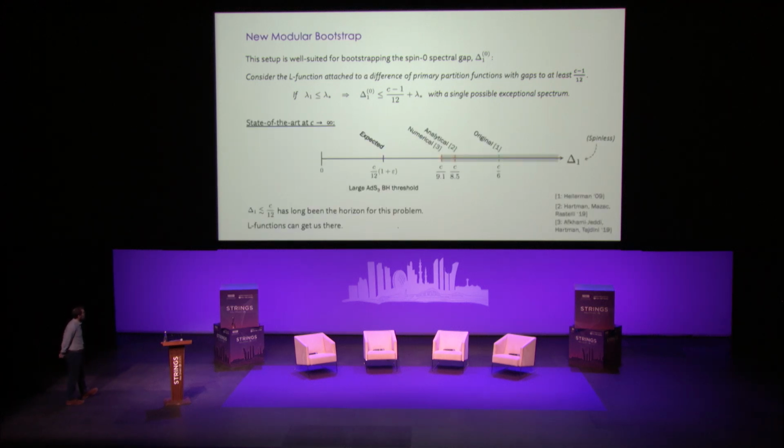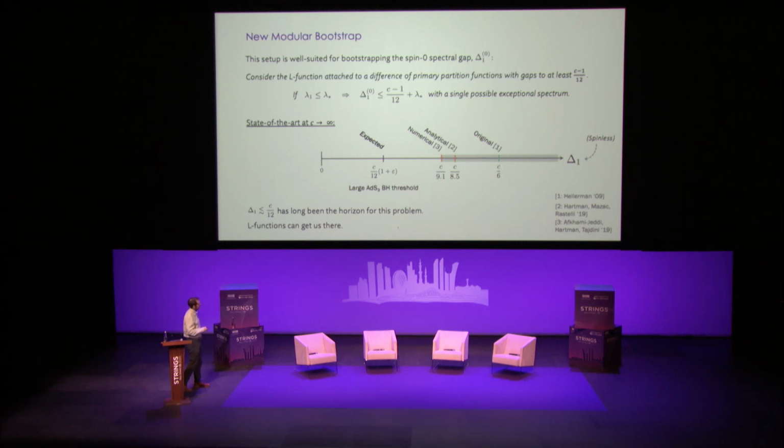Now, what is the state of the art of this subfield at large C? Simeon wrote his paper in 2009 that kicked off the modular bootstrap. It's been Hellermania ever since. And so his bound was C over 6. So this is an upper bound on the lightest non-vacuum primary, here spinless. The best bounds analytically are now here, numerically here.